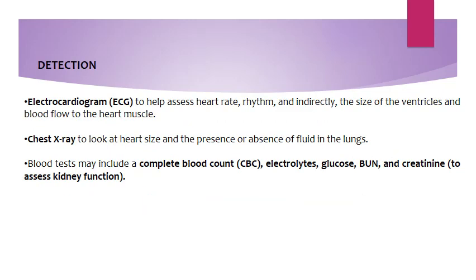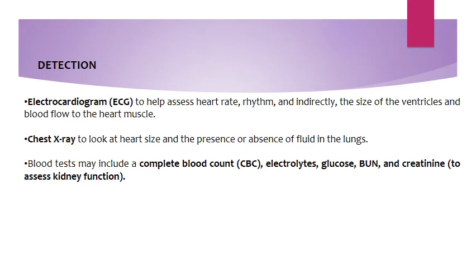Now, how can I detect it? The easiest way of detecting congestive heart failure is the electrocardiogram, or we can say the ECG, which assesses the heart rate, the rhythm, the PQRST curves, and you can determine whether a person is having congestive heart failure or not. Second is the chest X-ray. You can look into the size of the heart and the presence or absence of any fluid, a deposition of fluid, in the lungs.